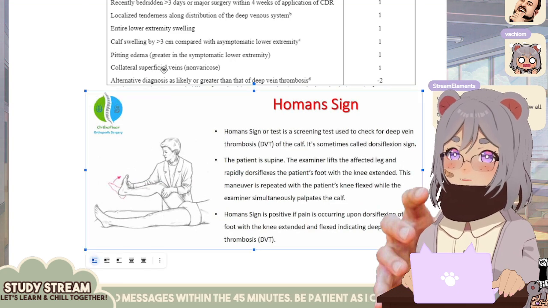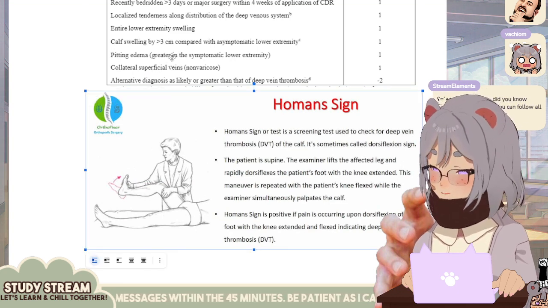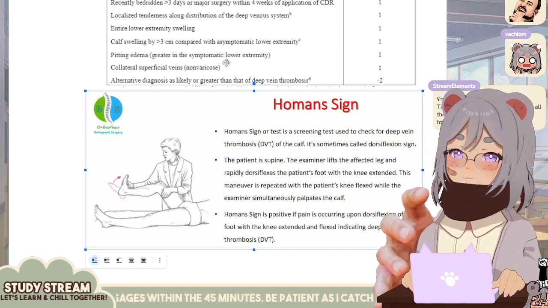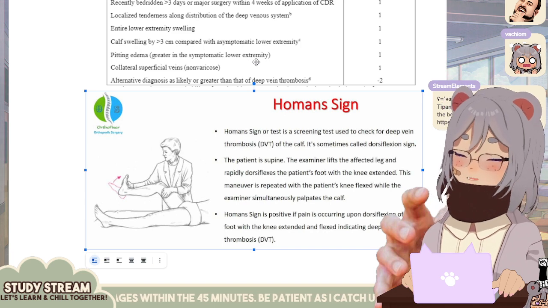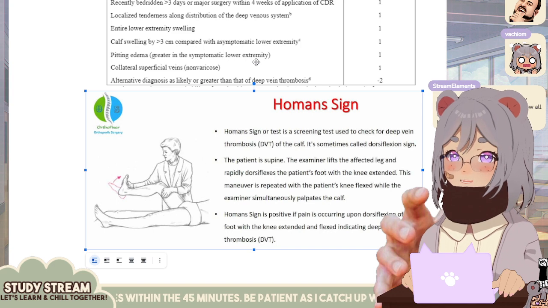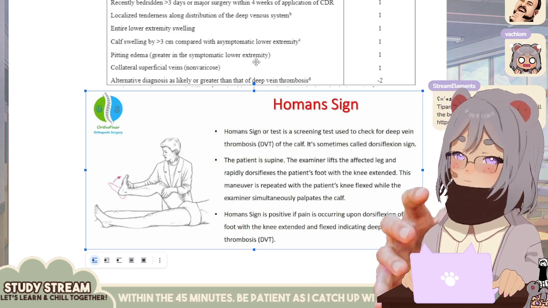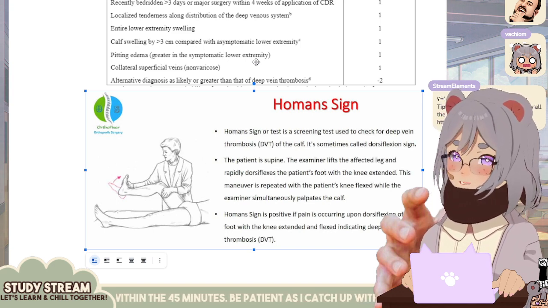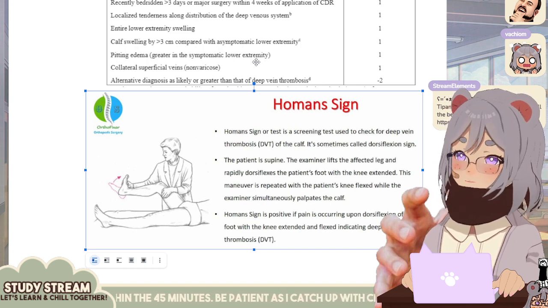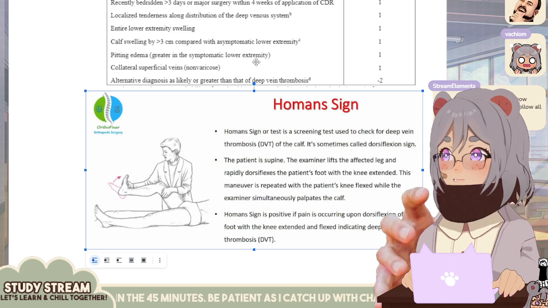You have pitting edema, which is going to be greater in the symptomatic lower extremity. Even though you can have bilateral edema, there's obviously going to be more swelling in one leg than the other. Collateral superficial veins, which are non-varicose veins, so basically you're just seeing your veins a little bit more. I think people also refer to that as spider veins.